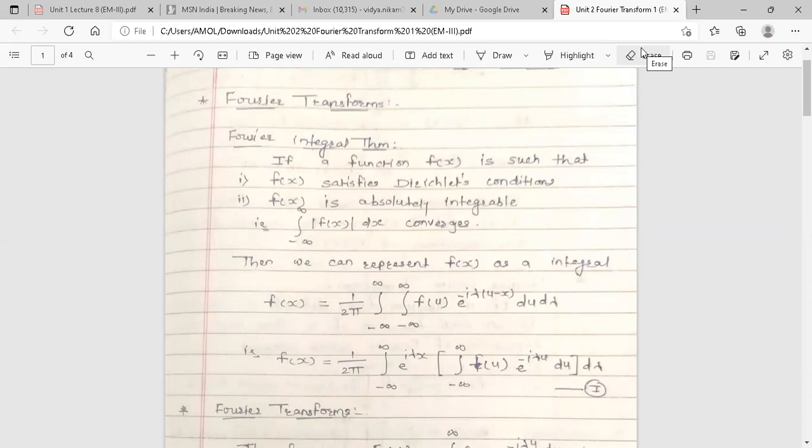If a function f of x is such that there are two conditions: f of x satisfies Dirichlet's conditions, and second, f of x is absolutely integrable. Absolutely integrable means integration from minus infinity to infinity of mod of f of x dx converges. Then we can represent f of x as an integral. That integral, equation 1, represents the integral of the function f of x.